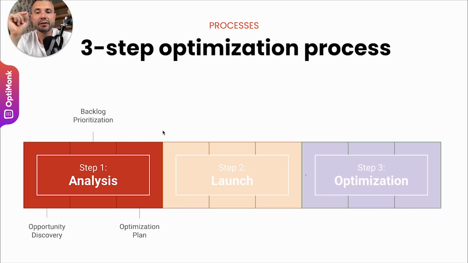So let's start with the first step, the analysis part. The very first step of the analysis is what we call opportunity discovery. We prefer this name rather than finding problems to solve or something like that, because each of these problems is basically an opportunity to get more sales and more conversions. The first part is basically a technical analysis to see if the website is fast enough, if it's built correctly, if it's not broken.